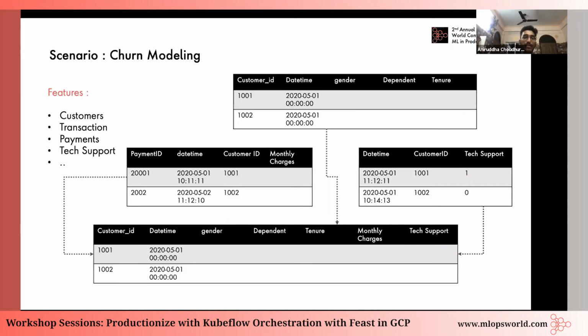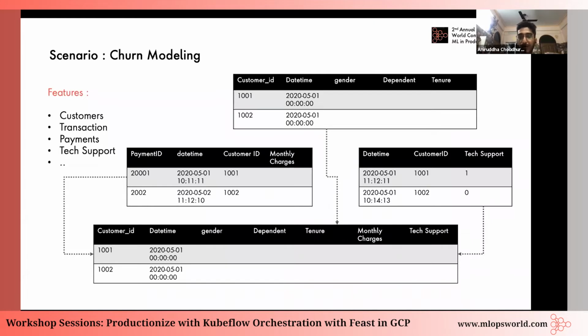So let's take a scenario of how a feature store works. This is churn modeling, right? On top of that, I have features of customers, features of transactions, features of payments, and features of tech support. Now, all these features have a key, such as customer ID or payment ID. Now, the point of truth is with respect to a date timestamp, right?